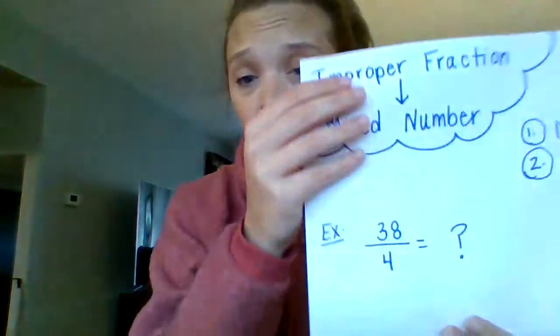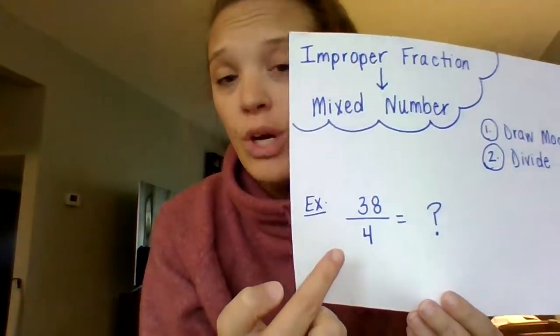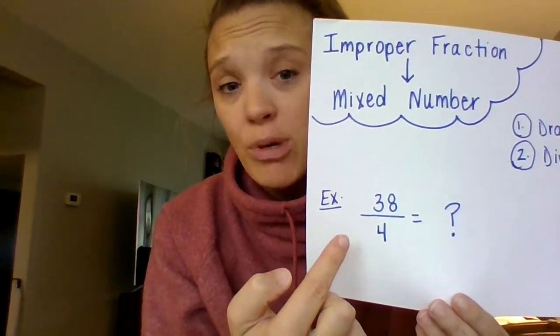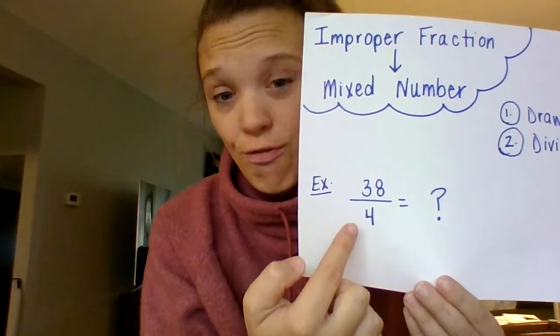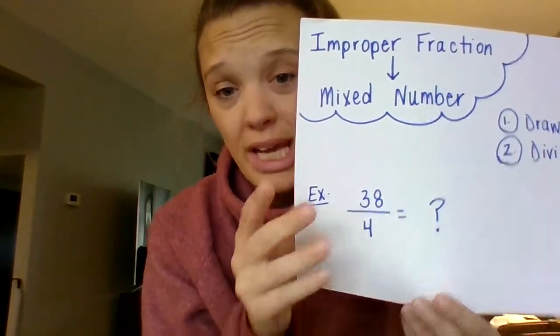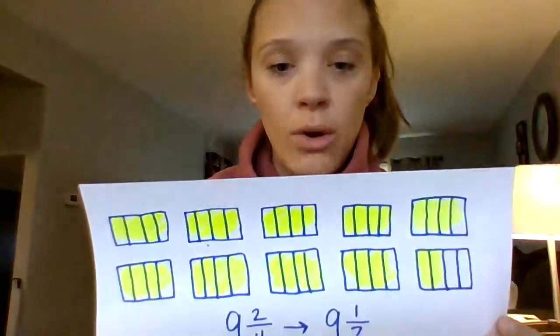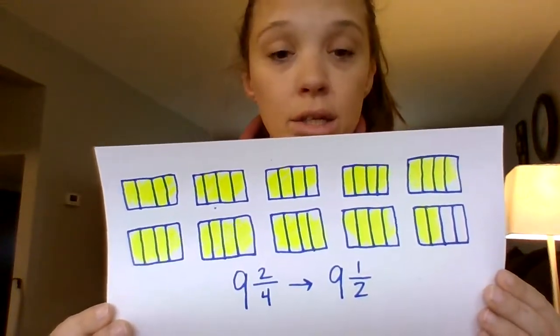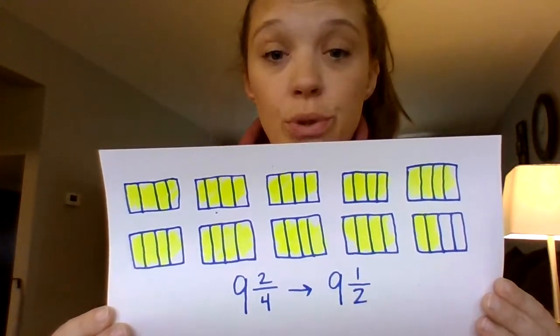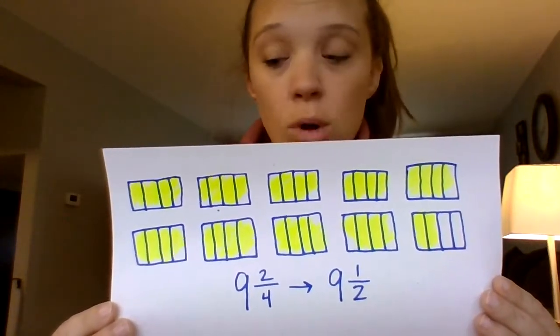So first, when you are drawing your model, okay, this is going to sound familiar to you, you're going to draw models that represent fourths, and you're going to continue drawing models that show fourths until you get to 38. Let me show you what that looks like. Okay. So you see my models. I drew them in with units of 4. So they're kind of like groups of 4 almost, right?